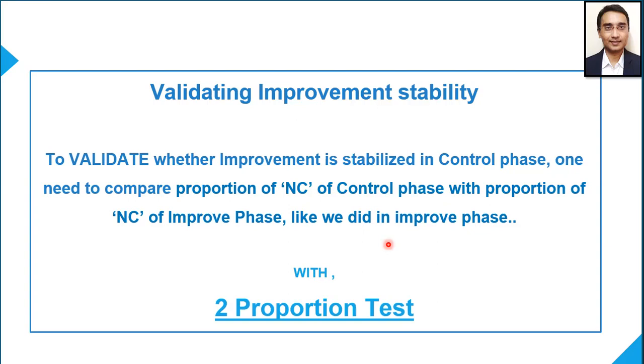So here, you as a Six Sigma Green Belt need to validate it. And how are we going to validate it? We're going to validate it with a two proportion test. So let's go to the next slide and understand it in much more detail.